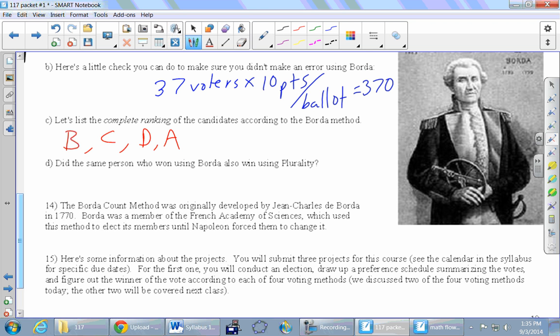So it seems like we've got to investigate to decide, well, is plurality really the best thing to do now that we see there are other options? So this was a big old no.